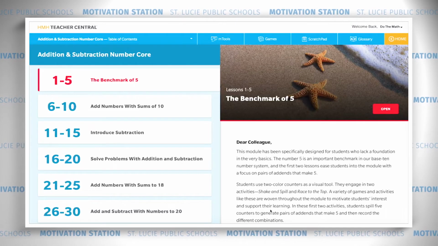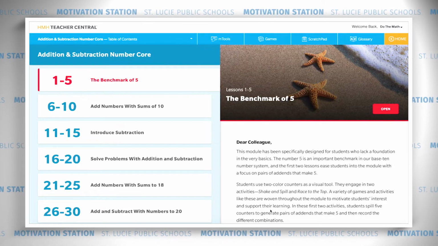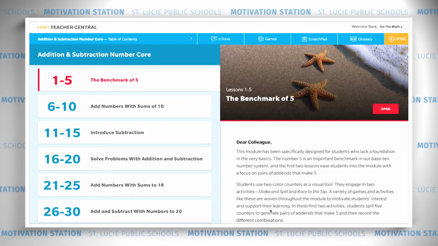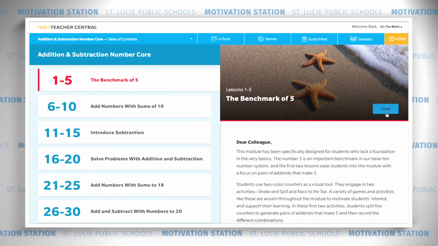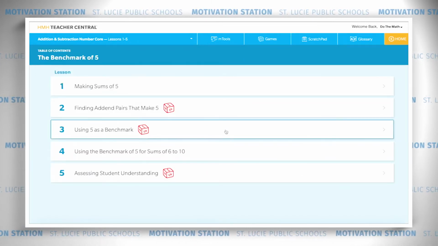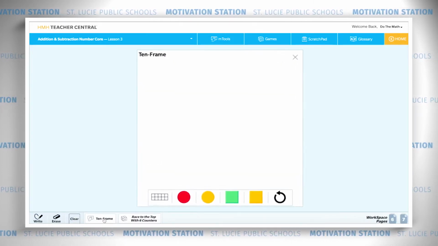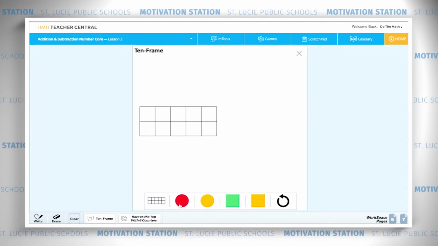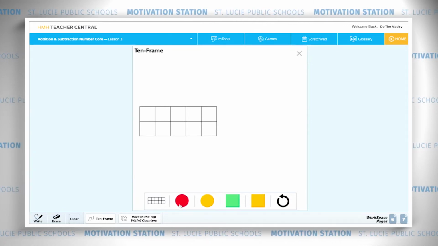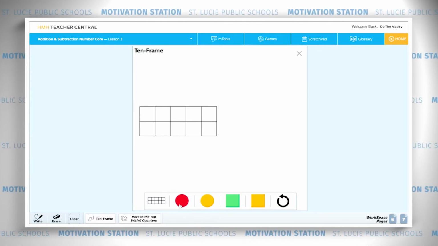Now, how to use a 10 frame online if you don't have one at home. Now, you're going to log back in to do the math online, and we're in lesson number 3 now. Okay, so here's our 10 frame, and here's our red and yellow counters. Okay, so let's keep working on finding both ways that we can make our equation, okay?